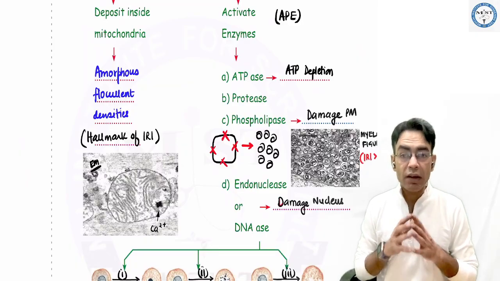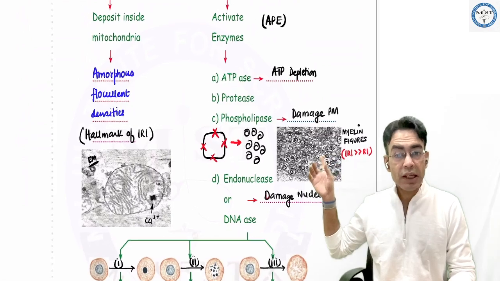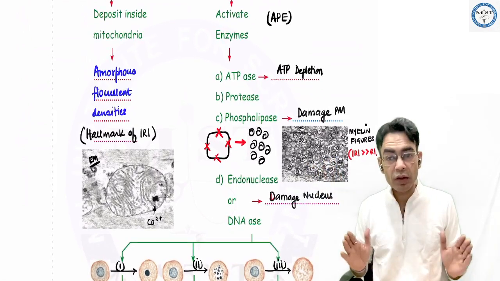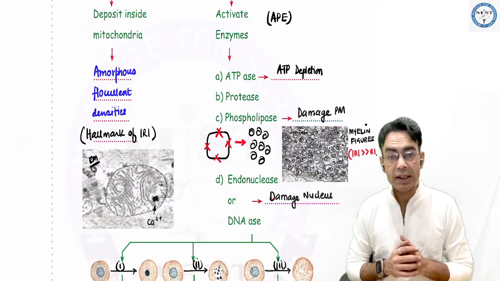Myelin figures can be seen in reversible, irreversible, or both? You can see that myelin figures can be seen both ways, reversible and irreversible. Therefore, they are not the hallmark feature of cell death. The hallmark feature of cell death is always going to be amorphous flocculent densities.